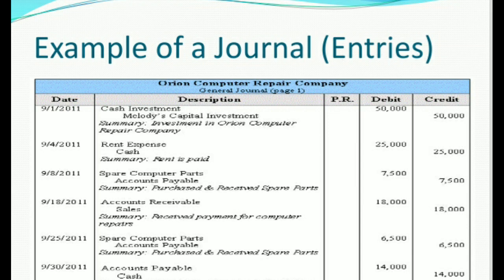The next one is rent expense. He has paid rent of 25,000 rupees and he has paid it by cash. So therefore, in the summary or the narration, it is written rent is paid. You will write in brackets being rent paid. The third transaction shows that spare parts are bought, and he has paid 7,500. So in the summary or the narration, you will write in brackets being spare parts bought for the company, and so on and so forth, but we will go into detail. This is just a small example which I have given you of a journal.